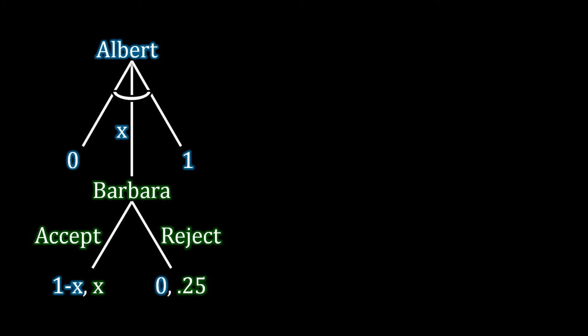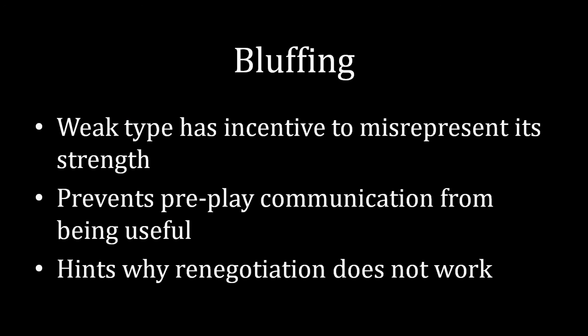She wants to lie and pretend like she is the strong type. Essentially, she wants to bluff here. And we call this the incentive to misrepresent. So a weak type in a whole bunch of different bargaining scenarios, this is just one of them, but this is true under just tons and tons of different bargaining scenarios. Weak types have this incentive to misrepresent their strength.